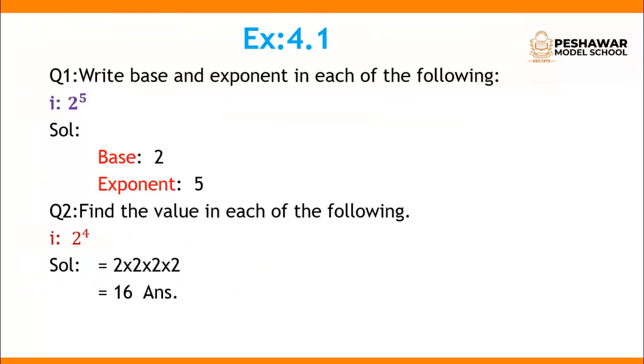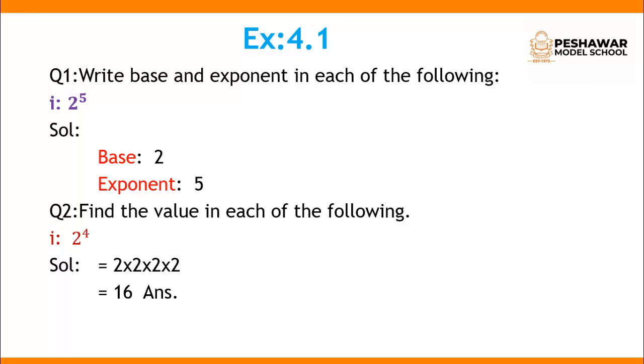Now we have to start our exercise 4.1. The first question is, write base and exponent in each of the following. The first question is 2 exponent 5. Now it is very simple. You know that 2 is the base. You give the heading base, and base is equal to 2. Then you give the heading exponent. Your exponent is 5. Again I will repeat this question. Base is 2 and the exponent is 5.